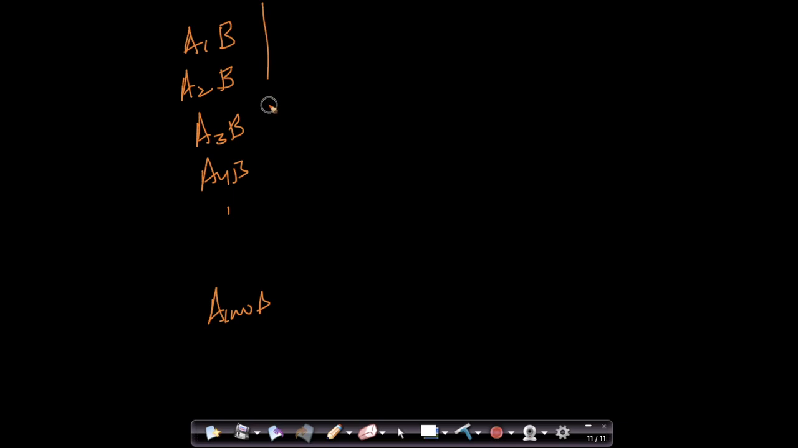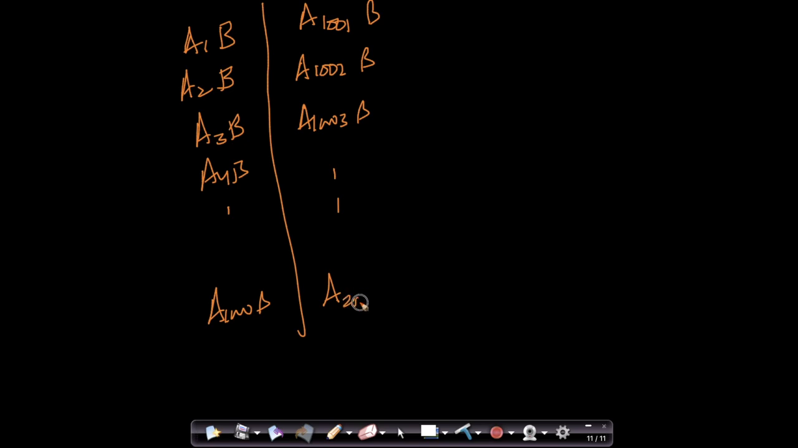So in a GPU, our A dot B will work like this. You have A1B, A2B, A3B, A4B, all the way up to A1000 into B, all happening simultaneously. Now A1001B, A1002B, A1003B, and so on and so forth, up to A2000B, happen in the second time step.